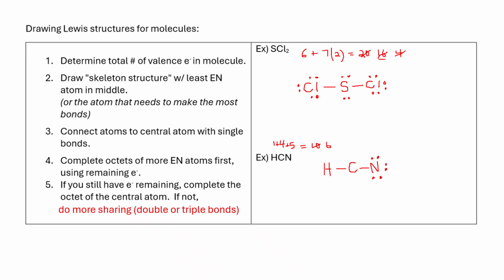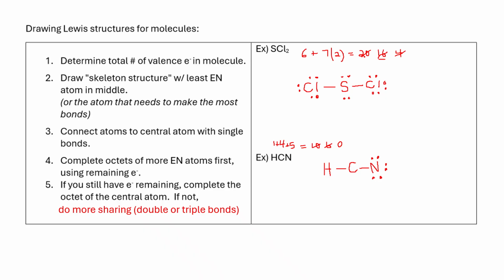The problem though is I've used all of my remaining electrons. I don't have any left, right? So we did step 4. We completed the octets of the more electronegative nitrogen atom. The problem is we don't have electrons remaining. So we're out of electrons, and carbon right now only has 4 valence electrons, so it needs 4 more, right? So the answer when we run into this problem is to do more sharing.